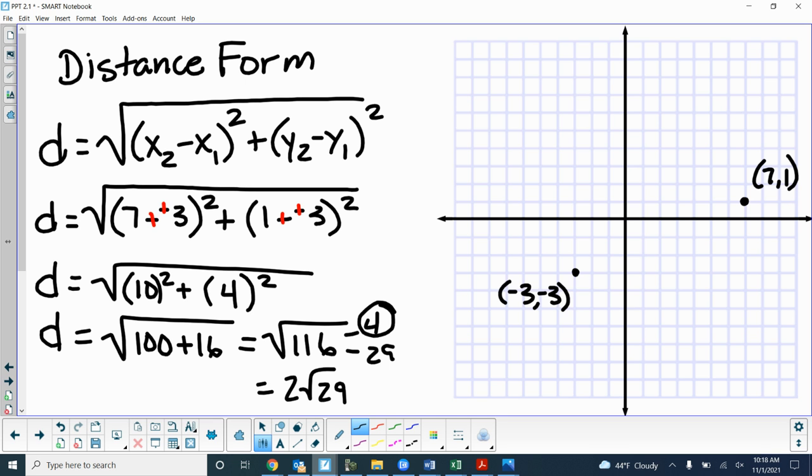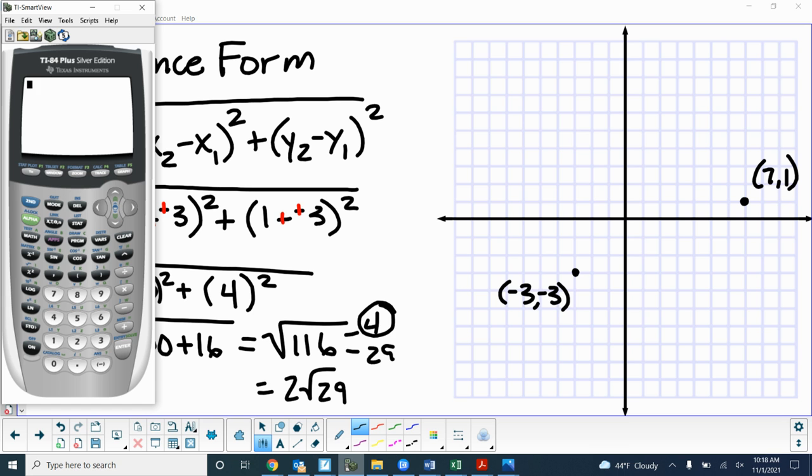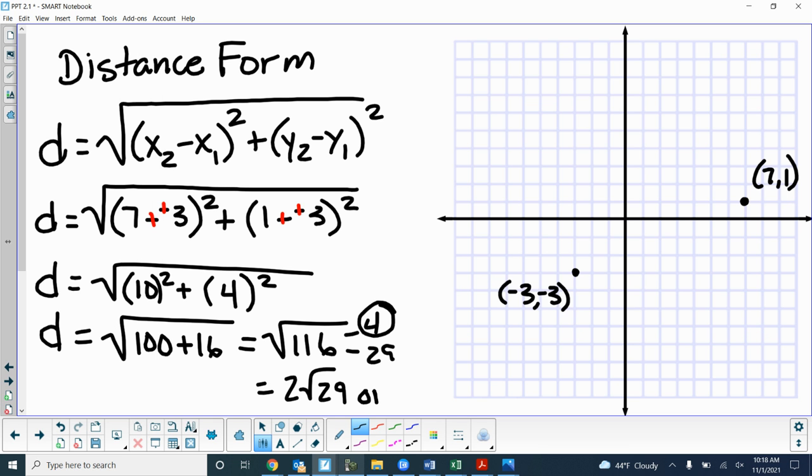Some of you might like just to put it in your calculator, the square root of 136, and get 11 point, we'll just round it to 66. That's fine too. I don't have a problem with you writing the decimal answer. Questions? You with me, Andy? So we had this a few years ago. Distance might have been in geometry, maybe. But we're just plugging in.